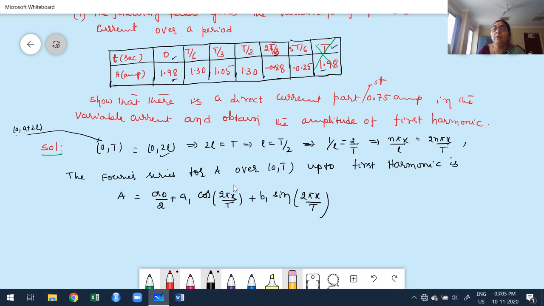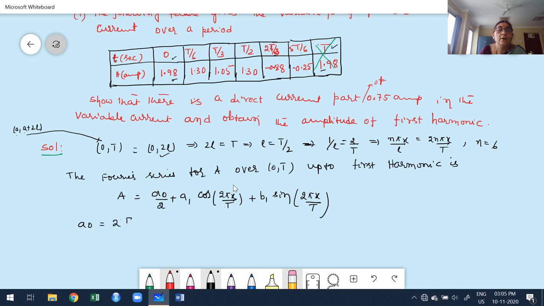Here, how many values of n are there after you neglect the repeated ones: 1, 2, 3, 4, 5, 6? Don't consider repeated values. Other than the repeated value, what is my n value? 6. Now, what is my a naught formula? What is a naught actually?